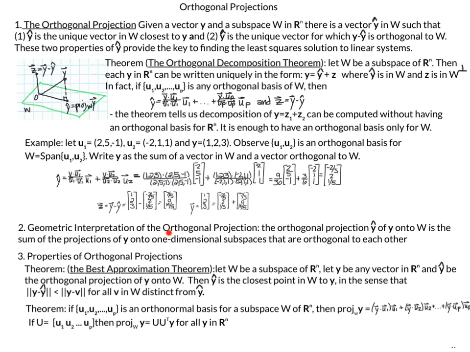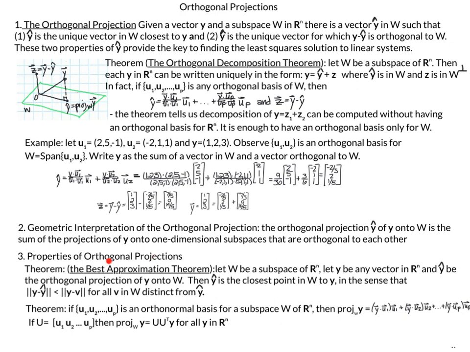There was this geometric interpretation of the orthogonal projection. The orthogonal projection y hat of y onto W is the sum of projections of y onto one-dimensional subspaces that are orthogonal to each other. The one-dimensional subspaces are the ones given to you by your orthogonal basis.